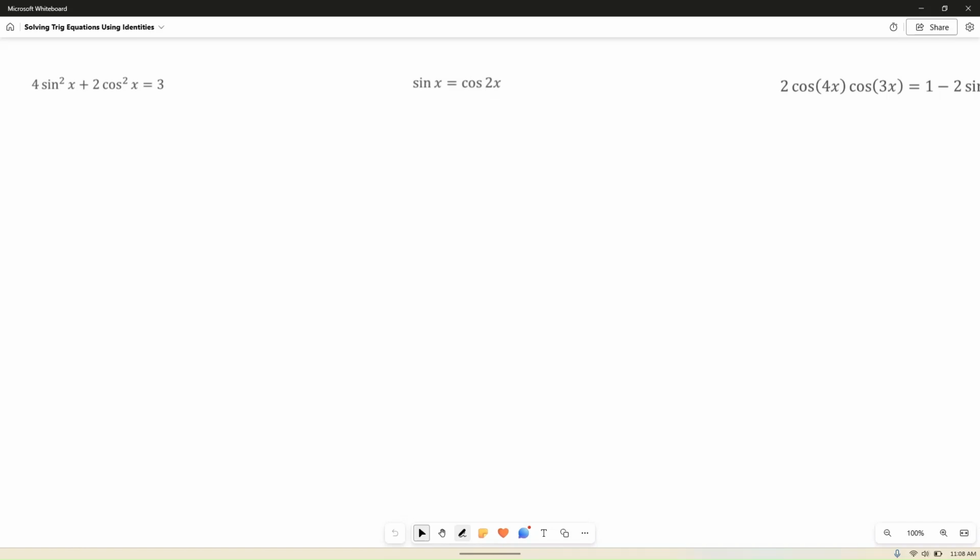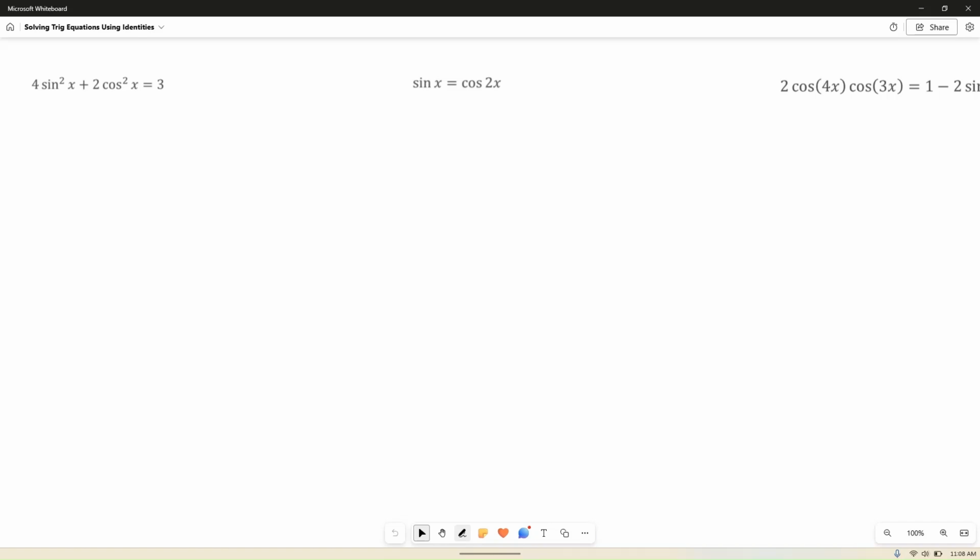Let's look at some examples of solving trig equations that are going to require us to use some identities. In this first example, we have 4 times sine squared x plus 2 cosine squared x is equal to 3. This is different than the previous examples that we've seen because we have both a sine squared and a cosine squared. And so we can't just isolate and combine like terms or factor or anything, at least not yet.